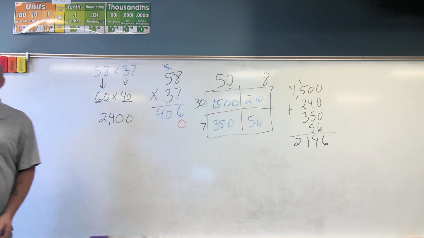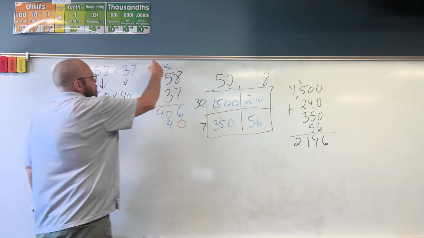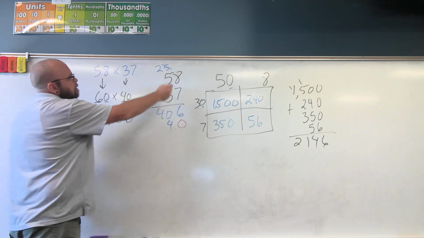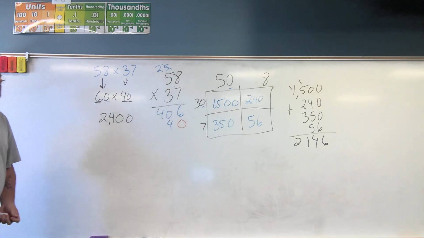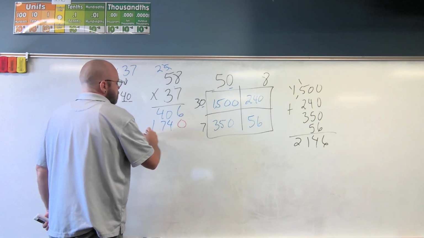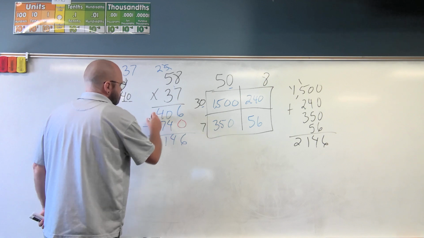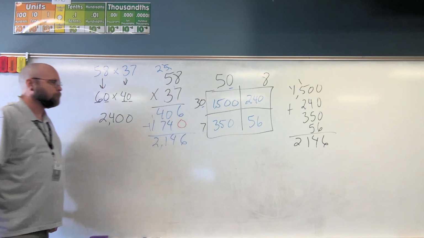3 times 8 is what? 24. So that's 24 tens, or 2 hundreds and 4 tens. 3 times 5 is? Plus 2 more? 17. If I add this together, 2,146.